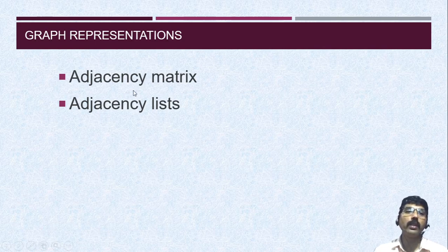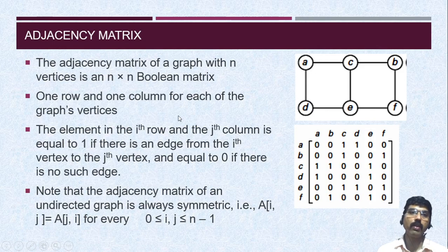We can do this by using two techniques: the first is called adjacency matrix and the second one is called adjacency list. A graph can be represented in a computer by using these two techniques. The first one is called adjacency matrix. Now this is the graph and the adjacency matrix of this graph is written here. So what is the meaning of that?